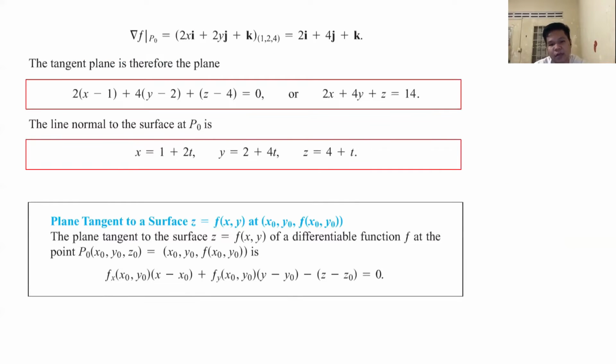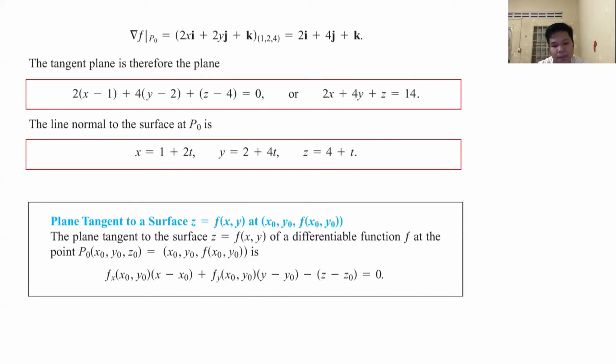And by applying the formula I presented above, we get the tangent plane: 2 multiplied by x minus 1, plus 4 multiplied by y minus 2, plus z minus 4 equal to 0. Or we can simplify it as 2x plus 4y plus z equal to 14. And the line normal to the surface at p sub 0 is x equal to 1 plus 2t, y equal to 2 plus 4t, and z equal to 4 plus t. Now, we move to the next point.